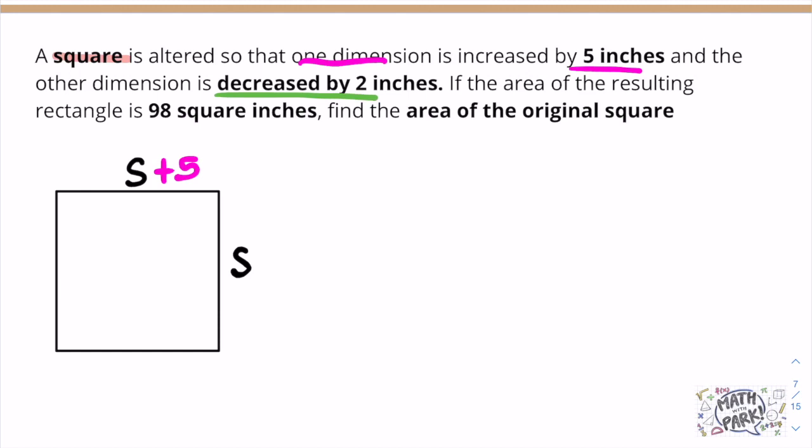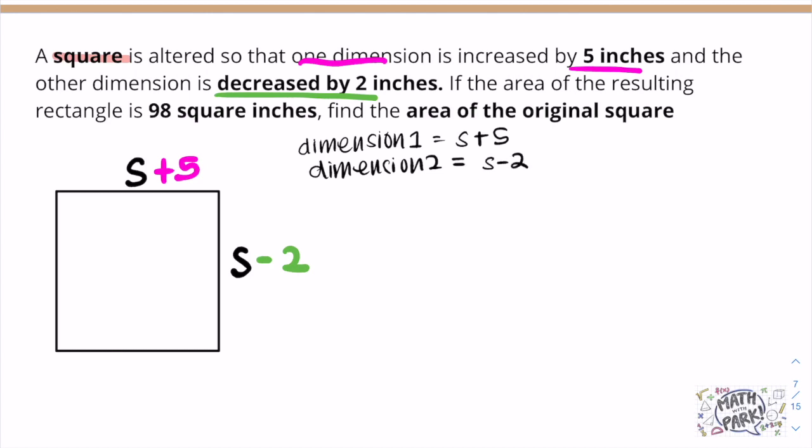So the question is, what does decreased by mean? Decreased by means it gets smaller, so it'll be S minus 2. So now we know our two dimensions. Our dimension 1 is S plus 5, and dimension 2 is S minus 2. Notice our sides are different now, so we know this is no longer a square, but it's becoming a rectangle. Now, if the area of the resulting rectangle, see the word rectangle comes out, indicating that the side lengths are different, is 98 inches, what is the area of the original square?